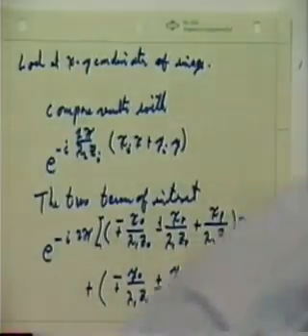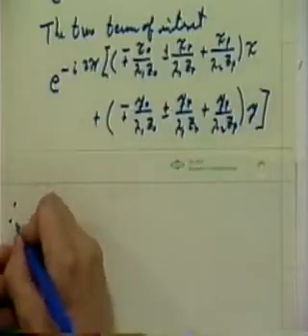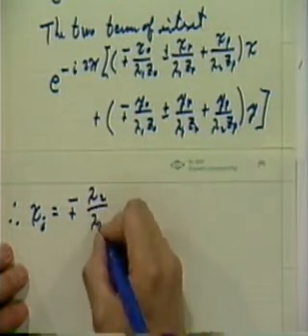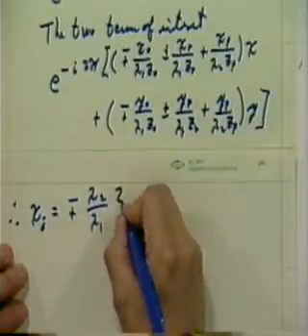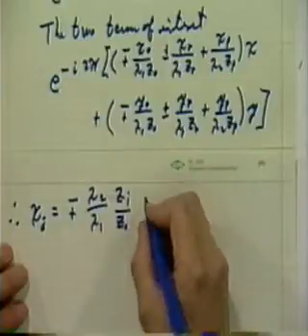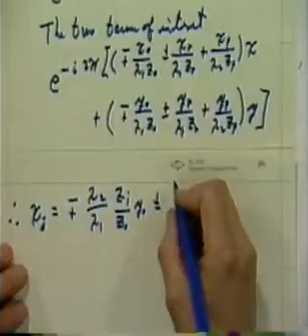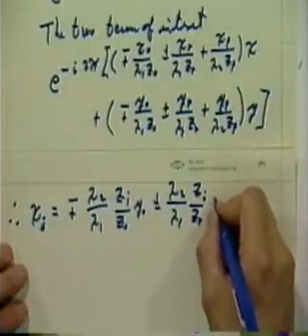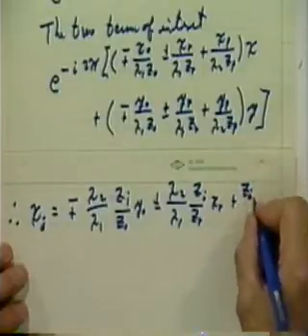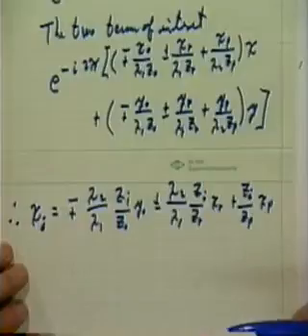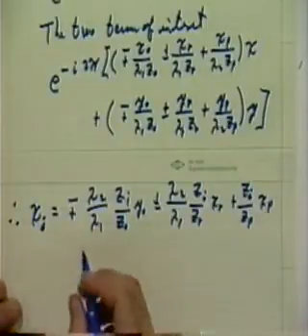And now if we solve for the x terms and y terms, let's see, therefore x sub I is minus or plus lambda 2 over lambda 1, z sub I over z naught, x naught, plus or minus lambda 2 over lambda 1, z sub I over z sub r, x sub r, plus z sub I over z sub p, x sub p. And we have a very similar thing for y sub I, and I'll write it down.